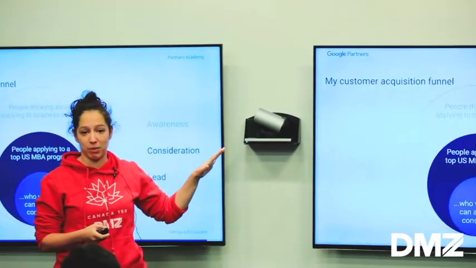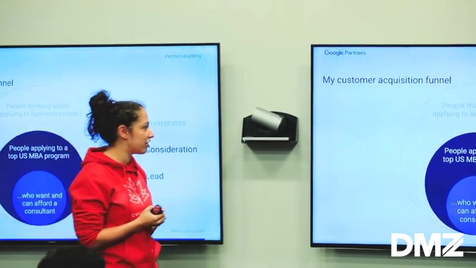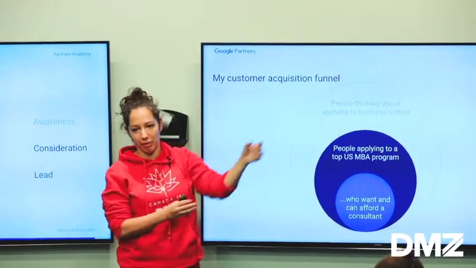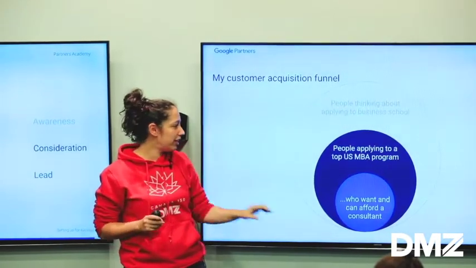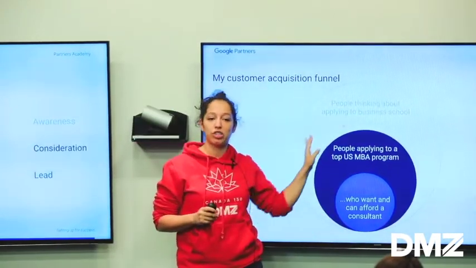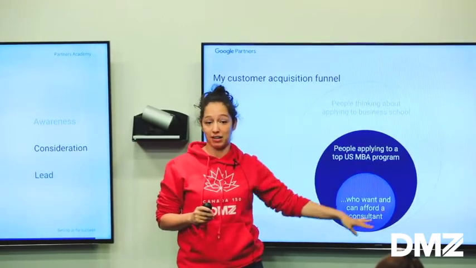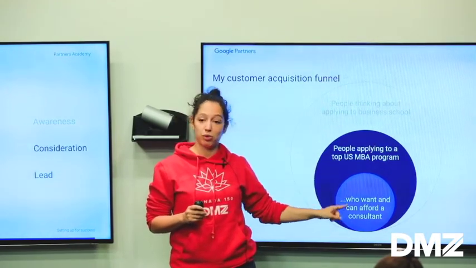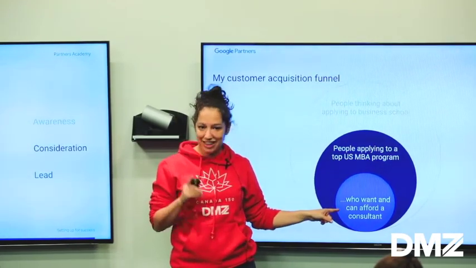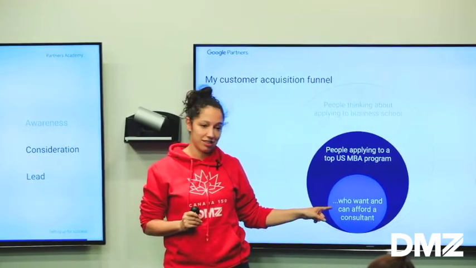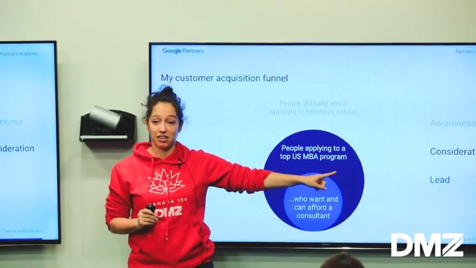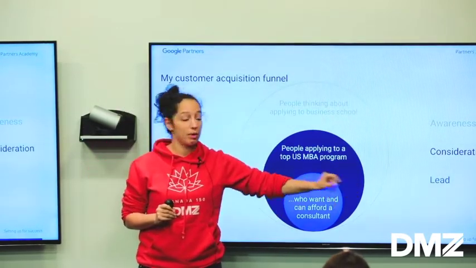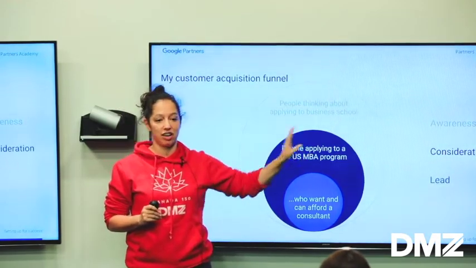So this is my customer acquisition funnel for my business, MBA Admissions Consulting. So the biggest addressable market of people thinking about applying to business school, I'm not going to bother with them. I can't afford to reach them at all. Ignore them. The next smallest one is people who are applying to a top US MBA program. That's my sweet spot. So I want to reach those people. But who I really want is those people who want to work with a consultant and can afford to work with a consultant and pay me. And for me, the action is a lead. So for these people, I want this audience to take the action of filling out a contact form on my website, and I want these people to take the action of visiting my website.